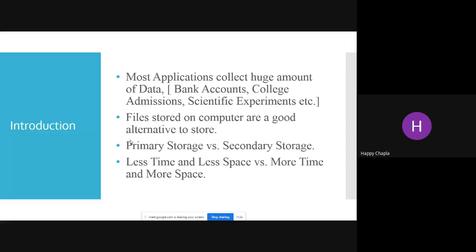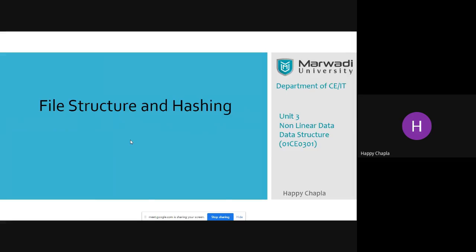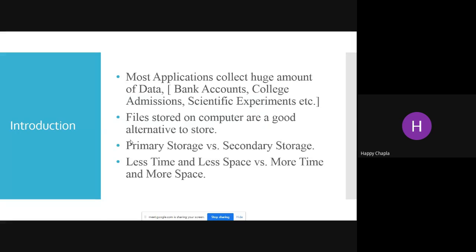In the last chapter we had discussed it in the last lab. Most applications collect a huge amount of data, like bank accounts, college admissions, scientific experiments, etc. So files stored on a computer are a good alternative for storage. But primary storage versus secondary storage, we need to take care of those things. Less time, less space versus more time and more space, right?